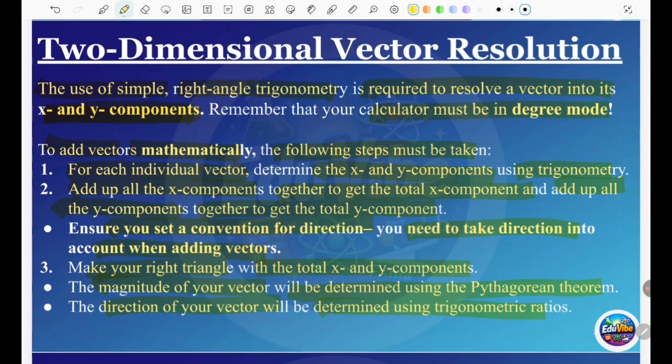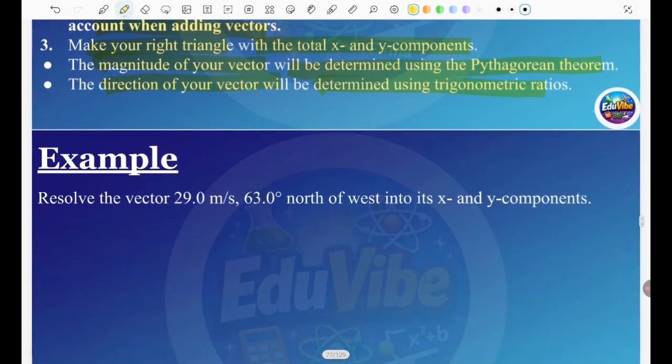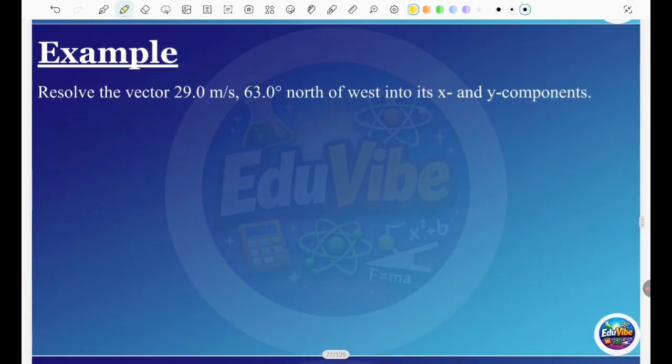We always use tan theta in that type of question, but in grade 11 you can use other tools, I think. This question is from grade 11 physics, so this is a refresher of how we deal with those. Let's do it quickly. Resolve the vector 29.0 meters per second, which is 63.0 degrees north of west, into its x and y components.